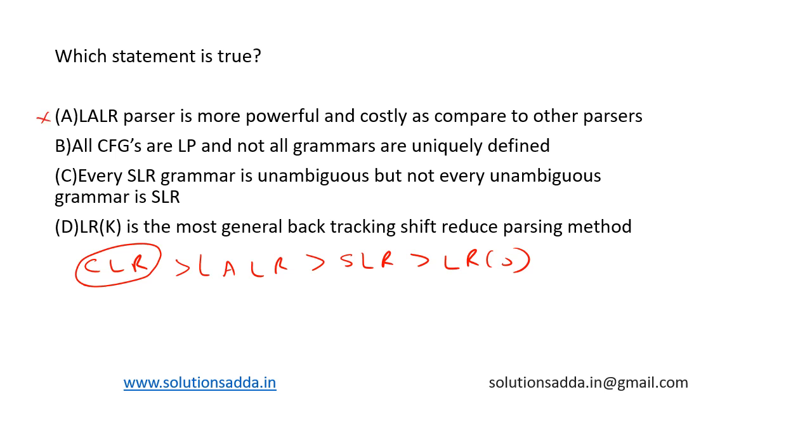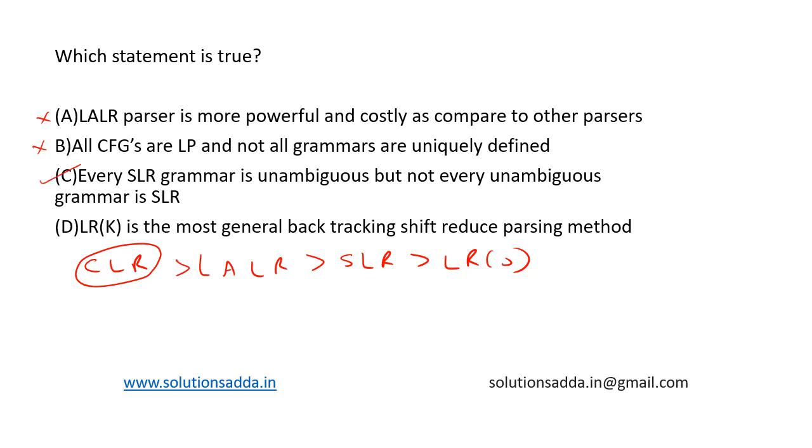This is wrong. Option B. All CFGs are linear precedence and not all grammars are uniquely identified. This is also wrong. All linear precedence grammars are context-free languages and not vice versa. So this is also not correct. Option C. Every SLR grammar is unambiguous, but not every unambiguous grammar is SLR. This is true. SLR grammar cannot be ambiguous, but if any unambiguous grammar has a shift-reduce conflict, then it cannot be parsed with the help of an SLR parser.